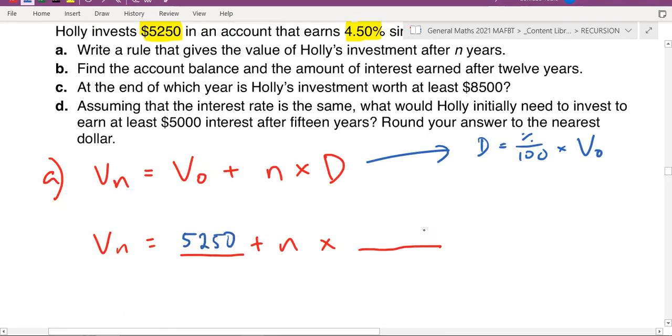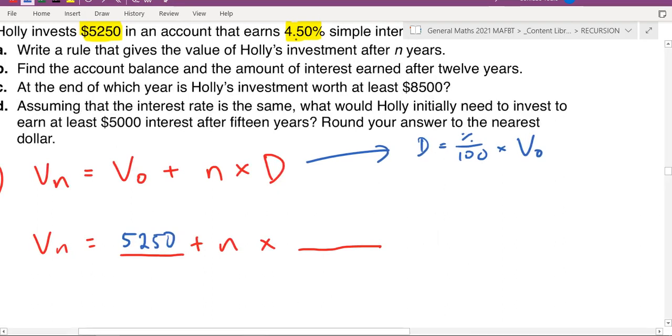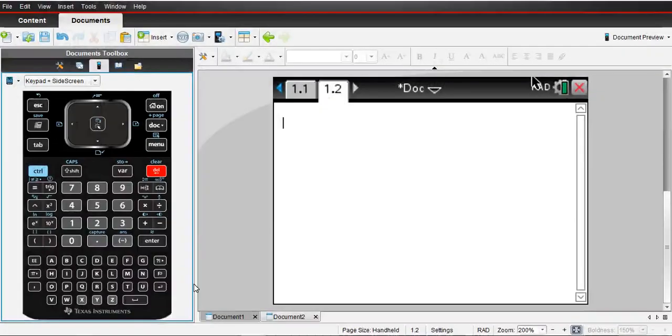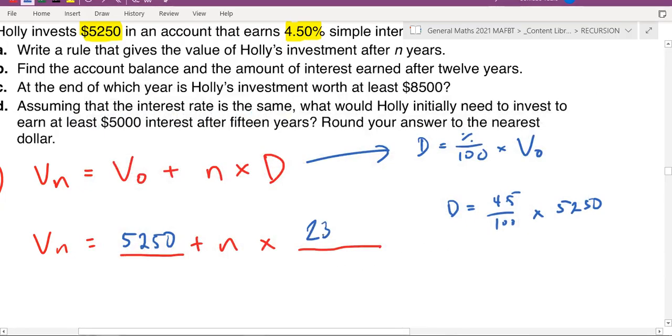All right, so first one, our V0, I can already tell, is 52.50. That's easy enough. Now the common difference, use the information that's given to you there. 4.5% of that 52.50. So it's going to be 4.5 over 100 times 52.50. On my calculator, you can use a fraction if you want to, but you don't really need to. 4.5 divided by 100, and then times that by 52.50. And that equals 2.3625. Just double check. Yep, okay. Nice and easy, there's my rule.